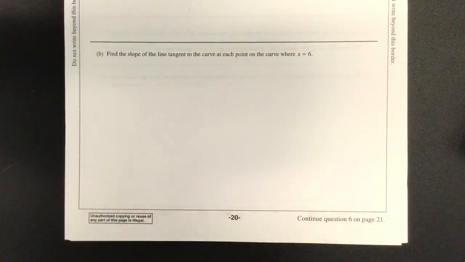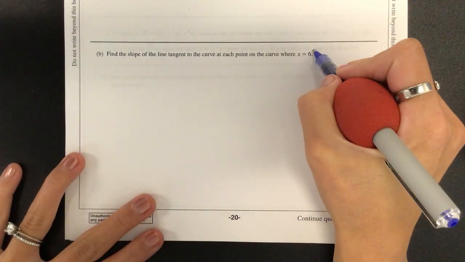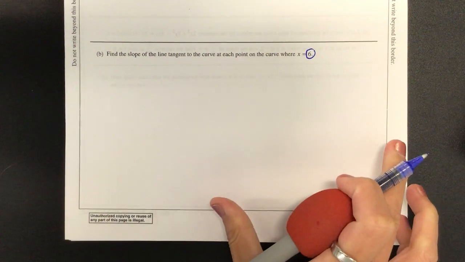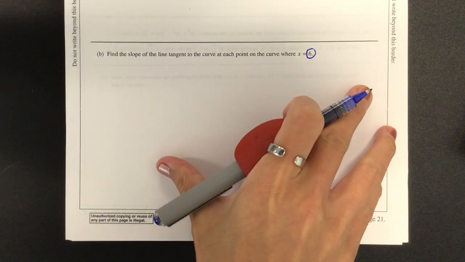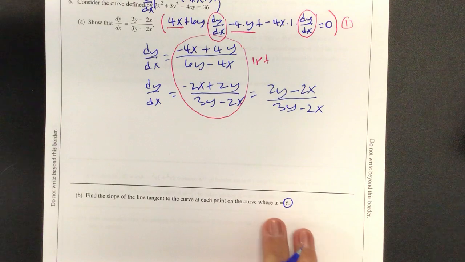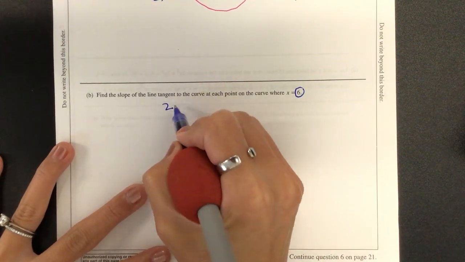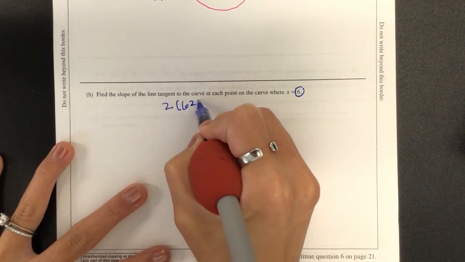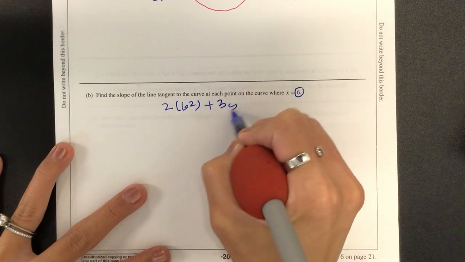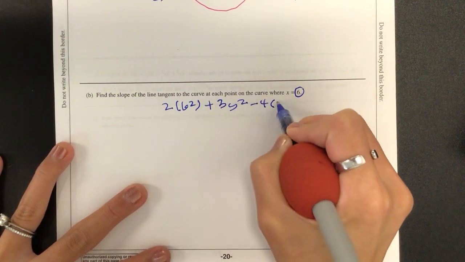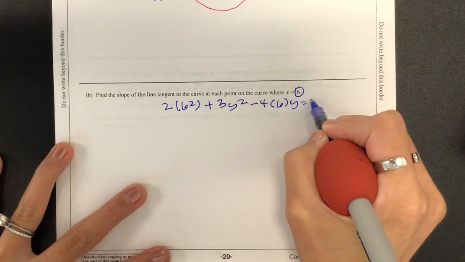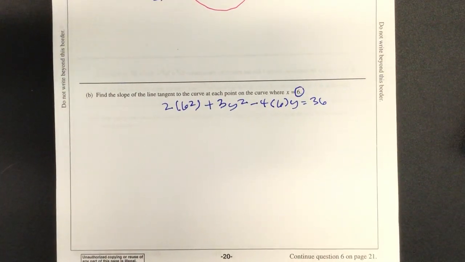Find the slope of the line tangent to the curve at each point in the curve where x equals 6. Okay, so we're going to go ahead and plug in x equals 6. So we're looking for the slope of the tangent line. So if my x is 6, I need to figure out what the y is from the original. So on my original equation, we have, let's write out 2 times 6 squared, and I have plus 3y squared minus 4 times 6y is equal to 36. Do we all see where the numbers are coming from? I'm simply plugging the 6 into the x.